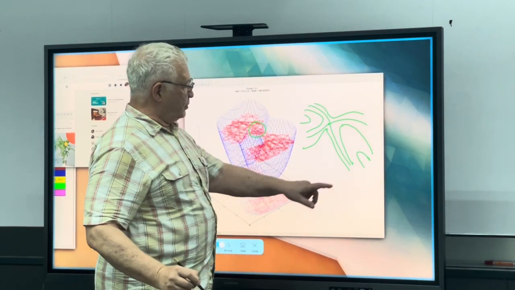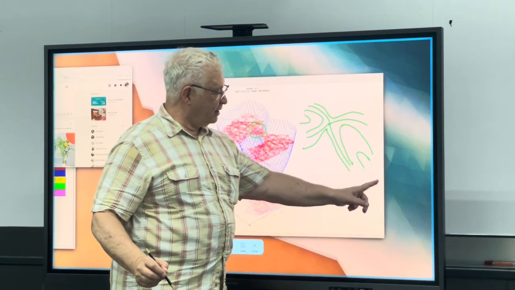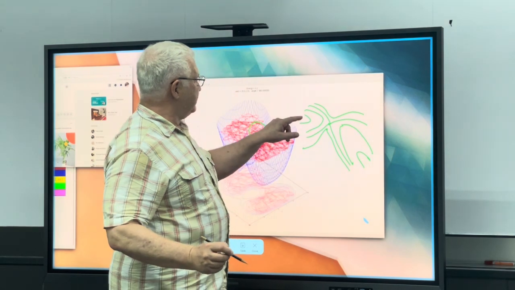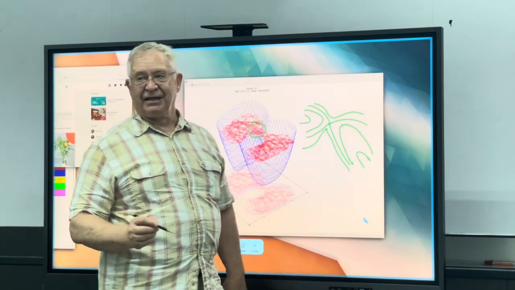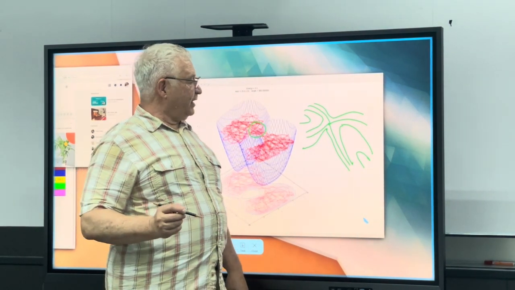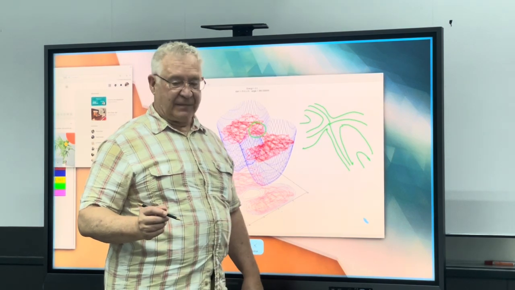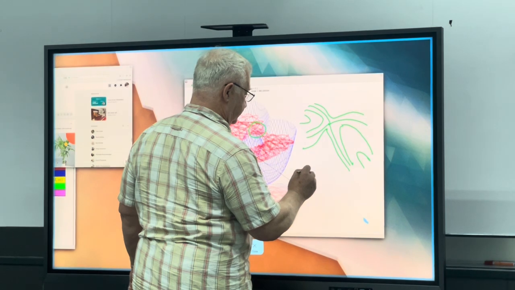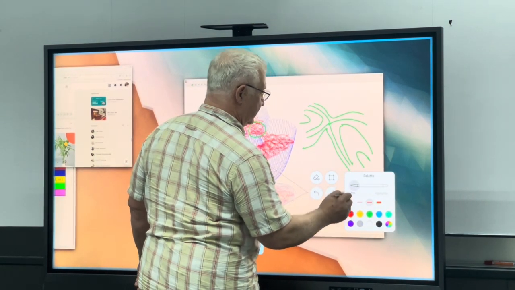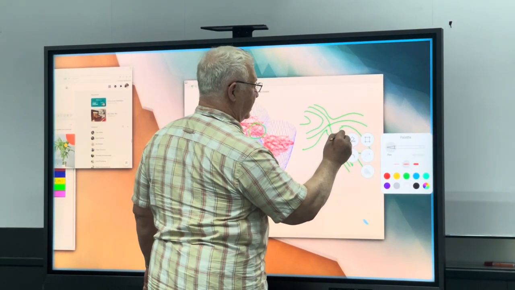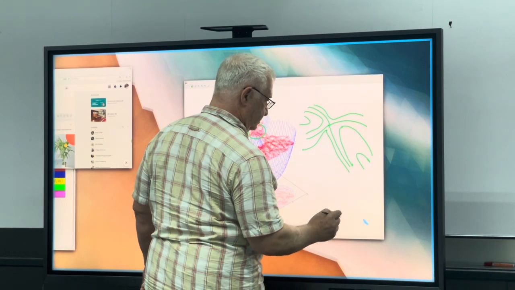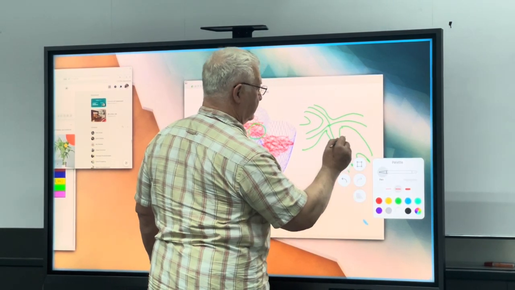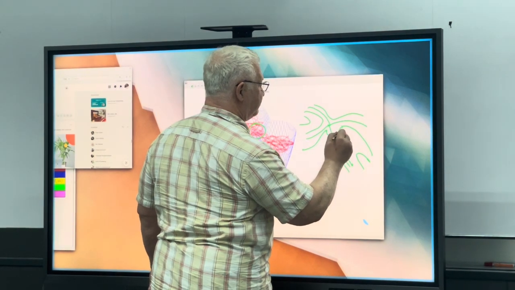Okay, so here's the valley. Maybe the reactants are here, and here's the other valley, and maybe the products are here. Okay, now I am a system. Let's make it red, and I am here.